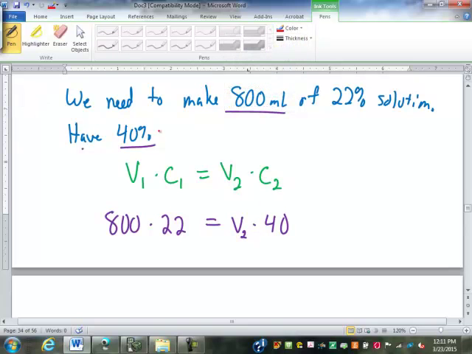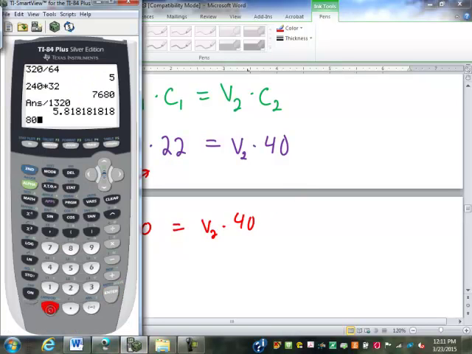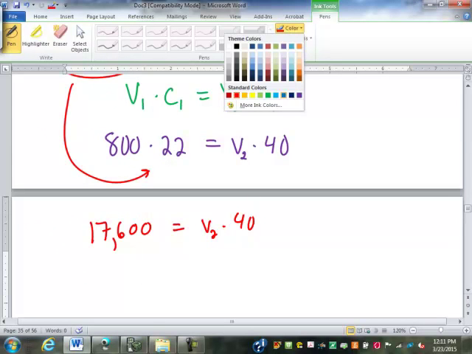Now here you might be thinking, well, isn't the 40% what we started with? Yes, we could have made that our V1 if we wanted to. It really doesn't change the formula. V1 and V2 are interchangeable as long as we keep the concentration with its volume. So anywhere here, 800 times 22 is going to be 17,600. Let me just double check that because my internal calculator hasn't been working so well this morning. So 17,600 we're going to divide by 40. So we divide by 40, we get 440.